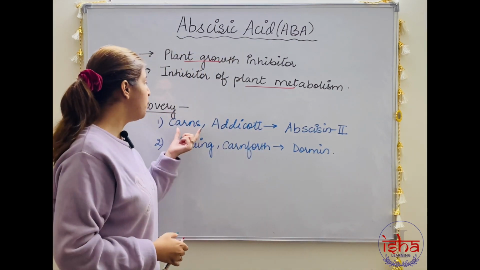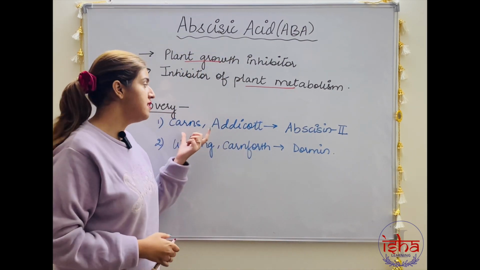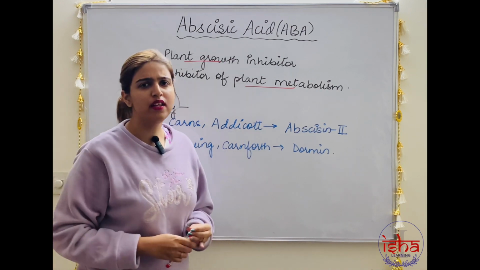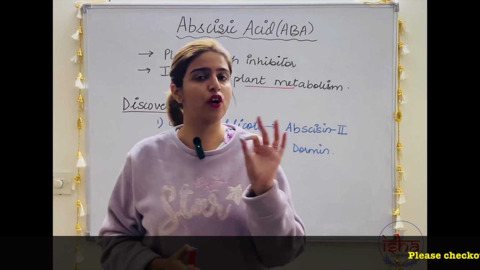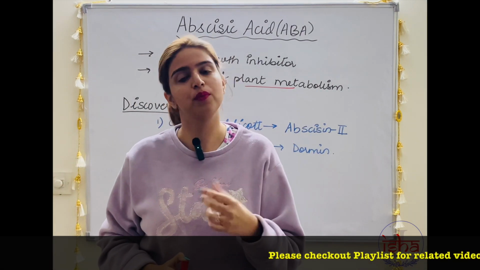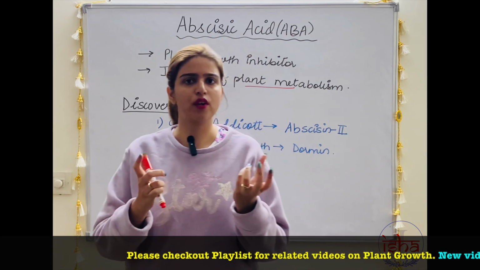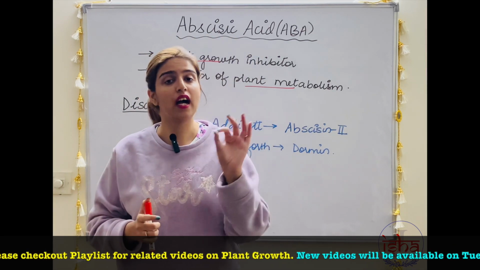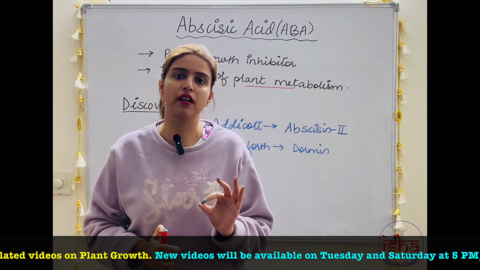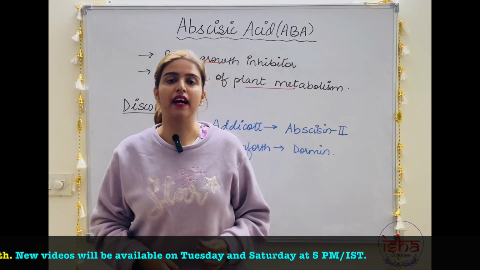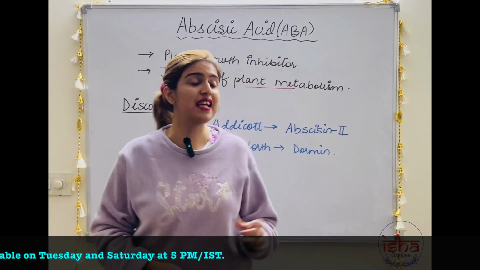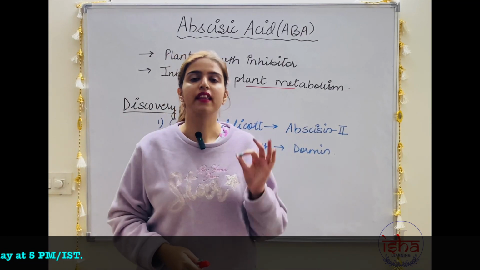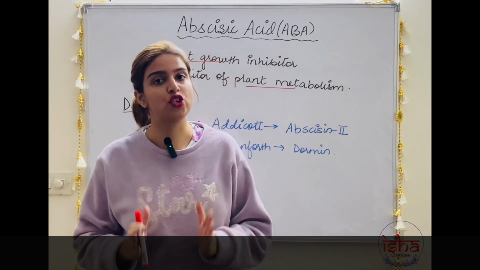The first group was 2 scientists, Carnes and Adicott. While they were observing how the cotton balls were shed off from the cotton plant, after the cotton ball was ripe and the cotton was ready, how it was falling off from the plant, they found out that there was a substance known as Abscisin II that was responsible for this shedding.